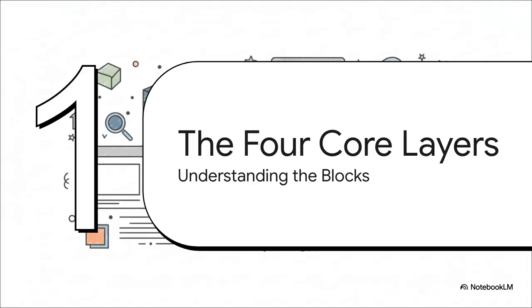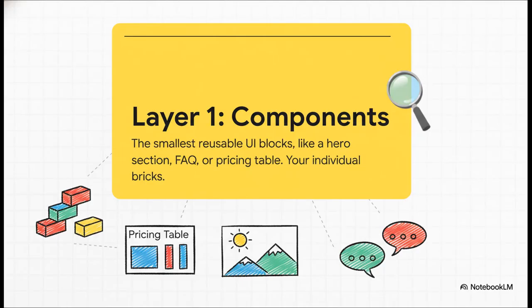Okay, so the whole platform is built on these four core layers. And if you understand these, you've got the key to building, well, everything from a simple landing page all the way to a complex internal tool for your business. First up, layer 1, components. These are your smallest, most basic pieces, the individual Lego bricks. We're talking about things like a pricing table, a testimonial block, or that big hero image at the top of a page. Each one is its own little self-contained block.